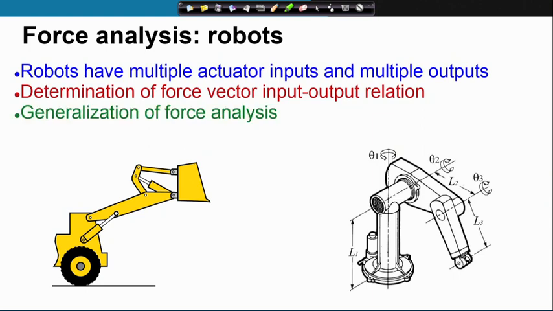So, we need to generalize our force analysis that we have been looking at. Till now we had considered only scalar forces in one dimension, but now when we have a multi-input multi-output system, the joint forces and the output forces are both vectors. So, we need force relations between vectors.